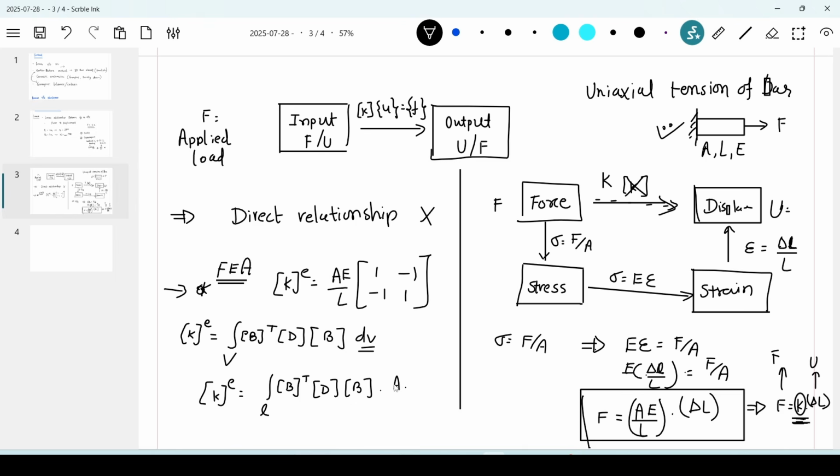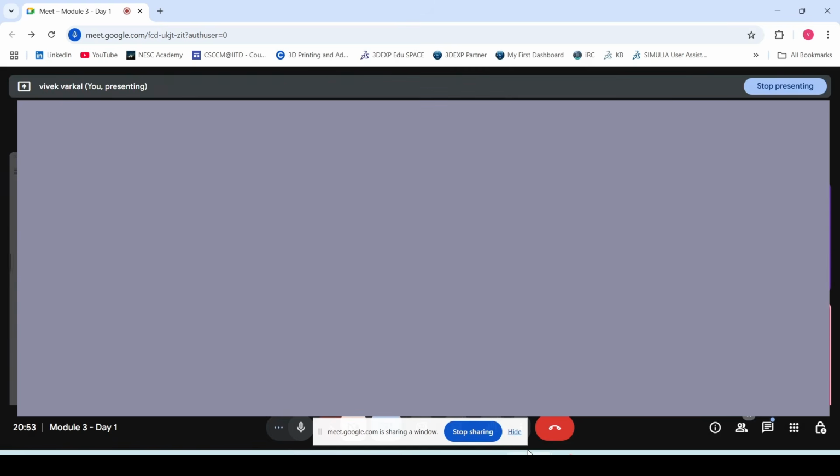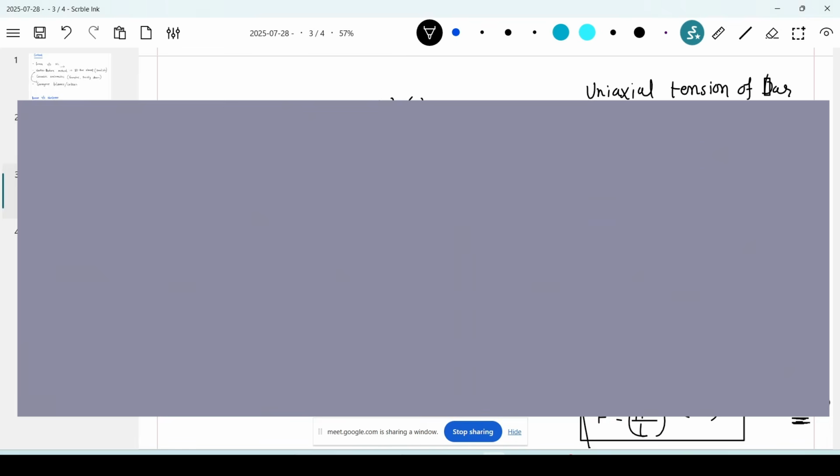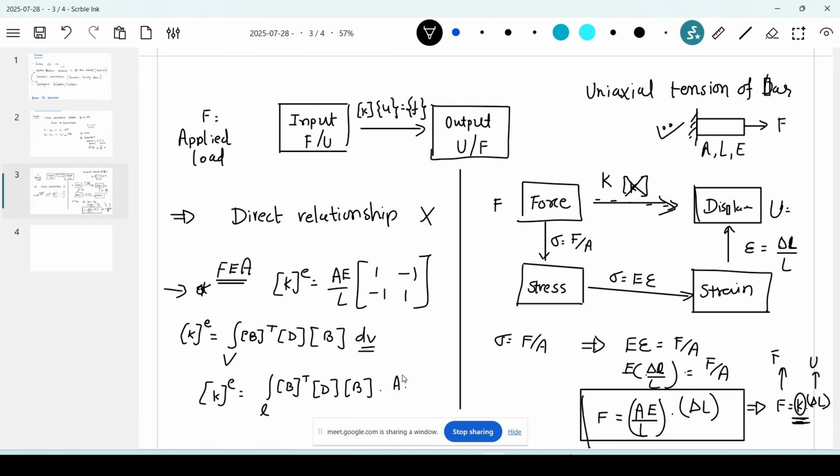The screen is not visible. Screen sharing has stopped. Instead of hide, I clicked stop sharing.